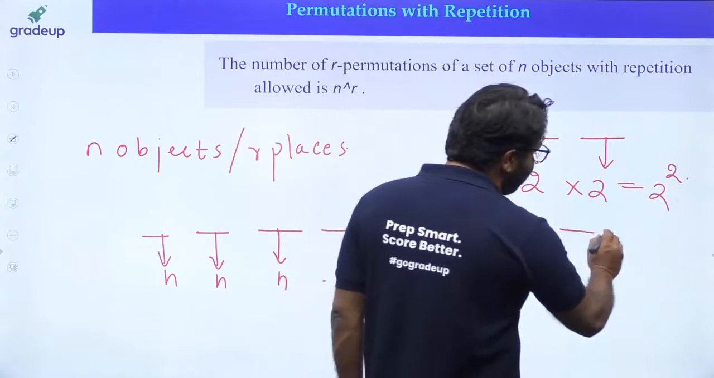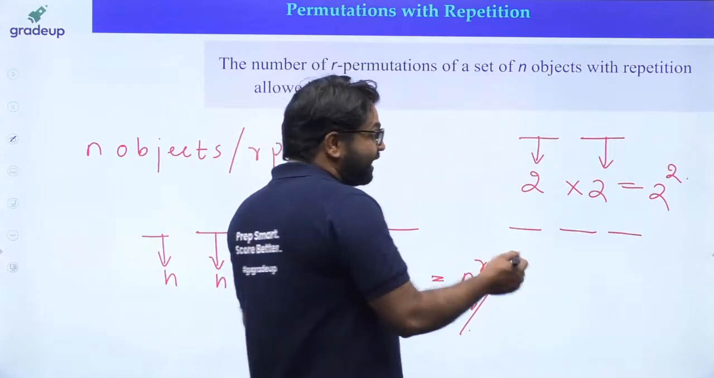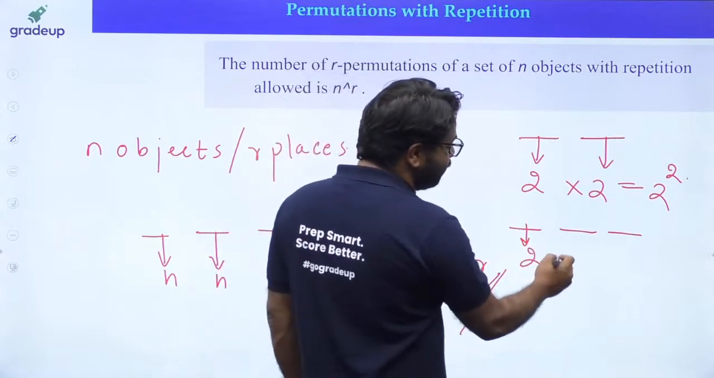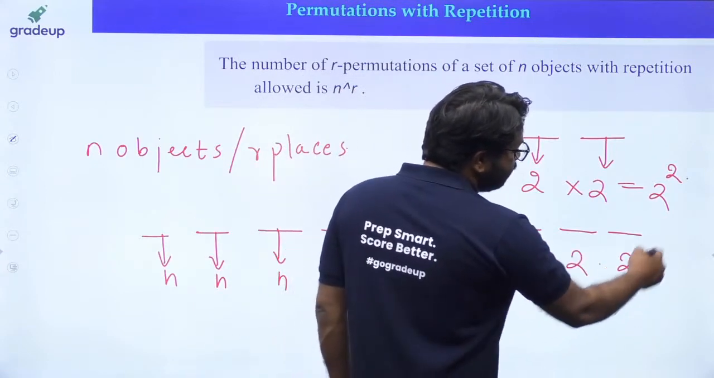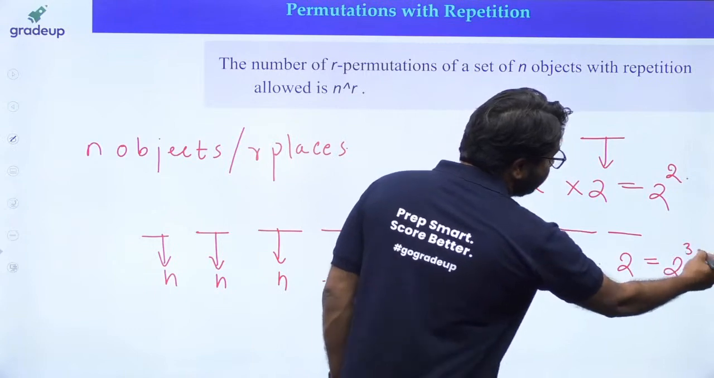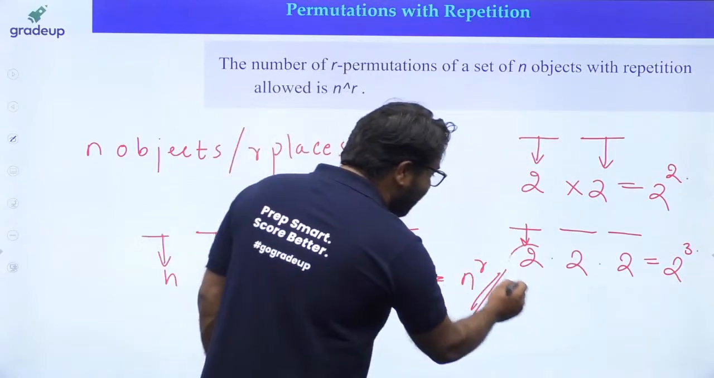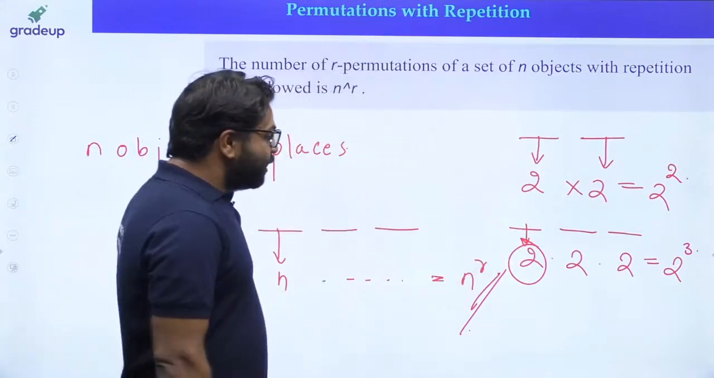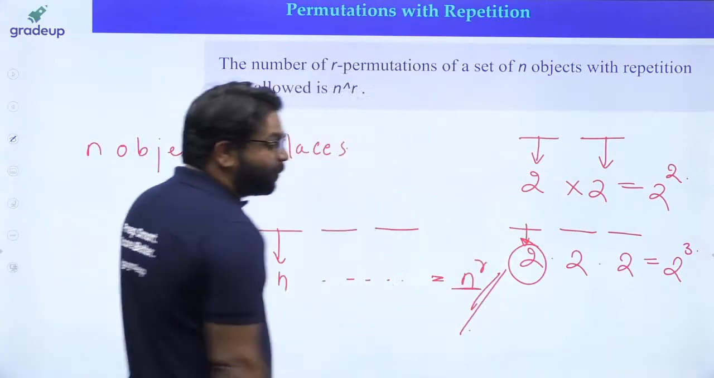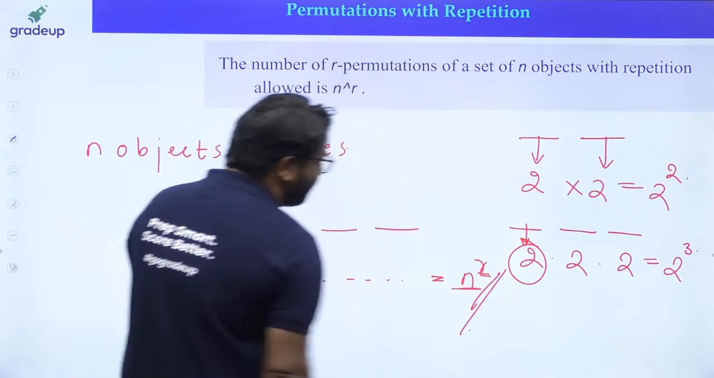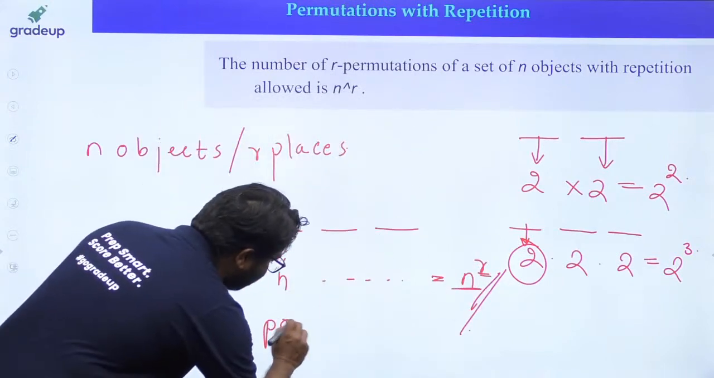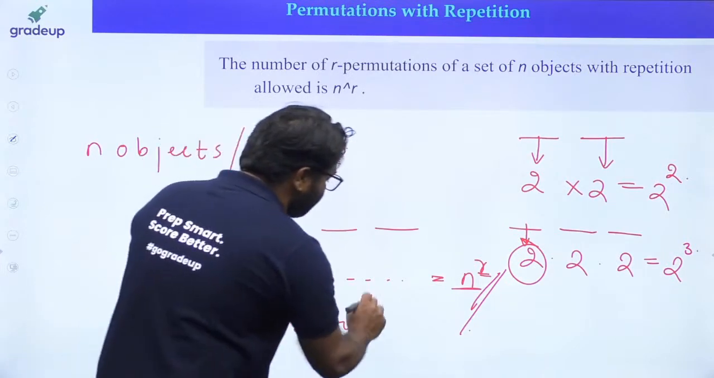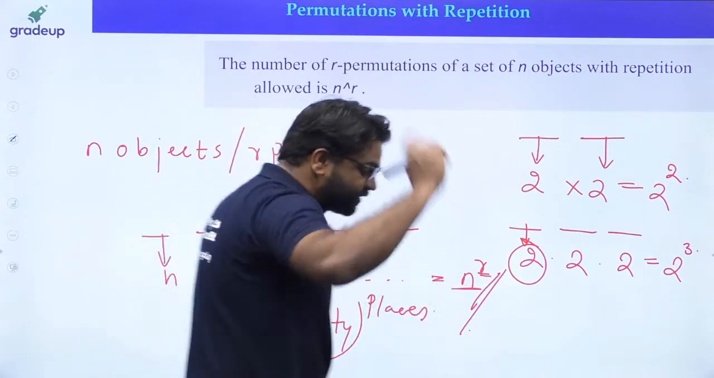Now what will happen if you have three places? The possibility says that in this way you can write something in two ways, in two ways, in two ways, and then 2 raised to 3. So basically this 2 is defining the possibility, while this 3 is defining the places. So here n is basically defining the possibilities and r is defining the places. So you can also write it as possibility raised to places. This is where the repetitions are allowed.